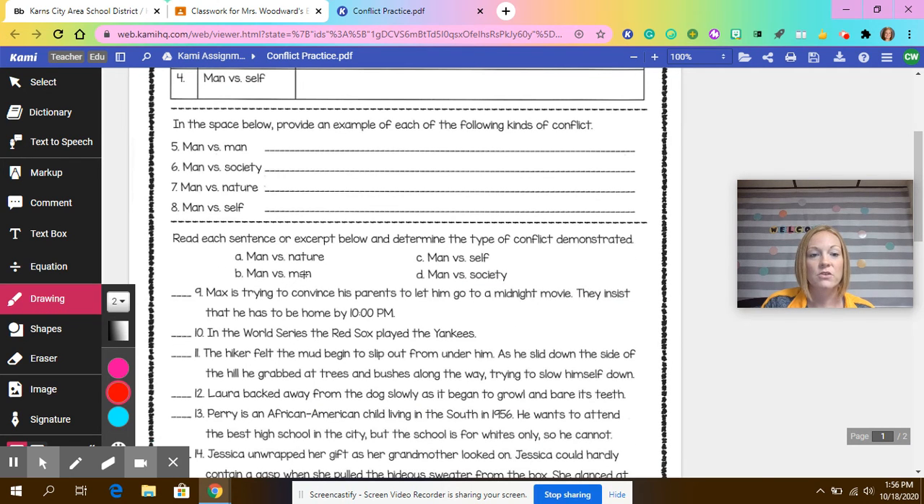And this last part, you're either going to put A, man versus nature, B, man versus man, C, man versus self, or D, man versus society. Remember, when we use the term man, we really just mean character.